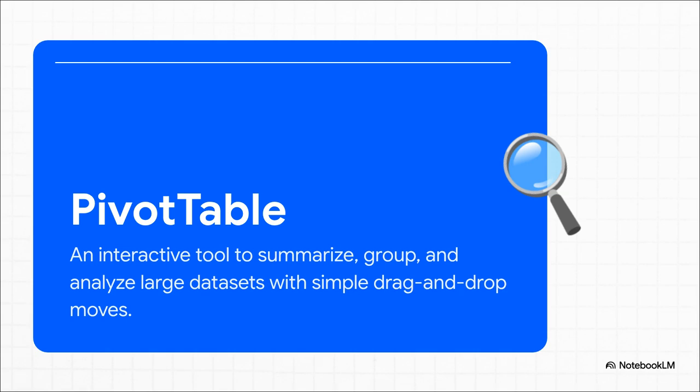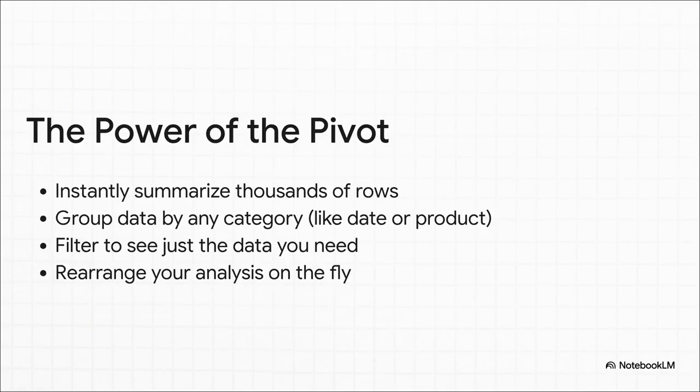If the data table is your crystal ball for the future, the pivot table is your ultimate superpower for sorting through the past. It's this incredible, interactive tool that lets you summarize massive amounts of data just by dragging and dropping. The power here is just, it's amazing. You can group your data by date, by product, whatever you want. You can filter it down to see just what you need. You can completely rearrange your whole analysis in a split second. All of this lets you ask and answer really complex questions about your business. And you do it all without writing one single formula.